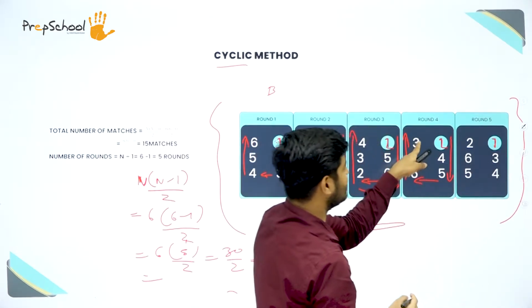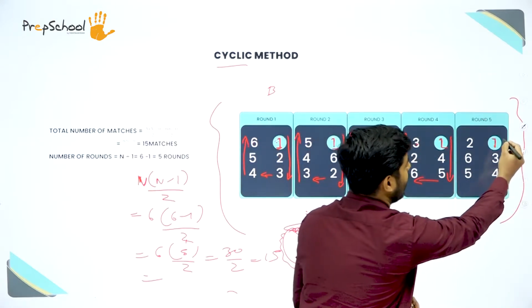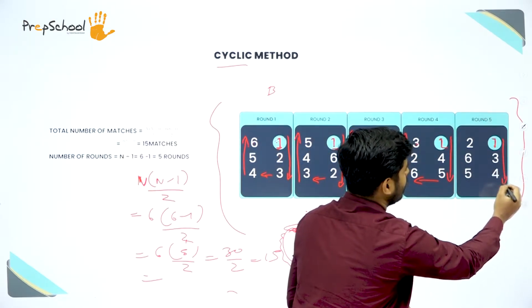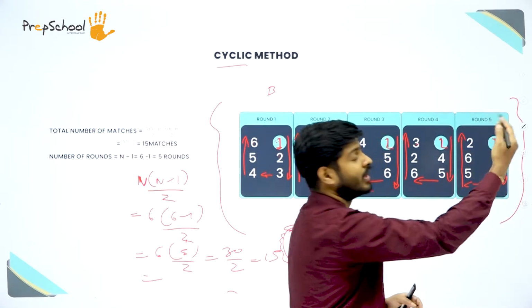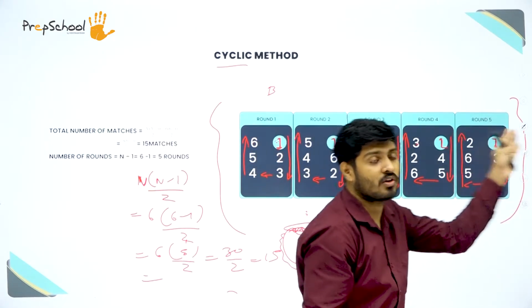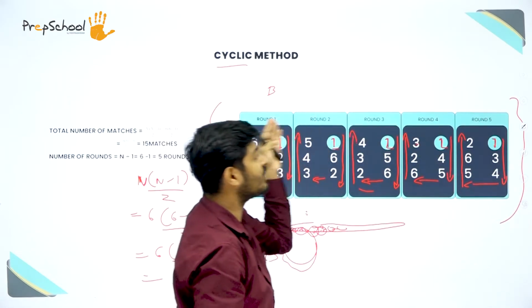Over here also you can see the third will come here, and it will go down again, and then it will go up from here. And then next it will go around like this. So the total number of rounds that we have is 5.